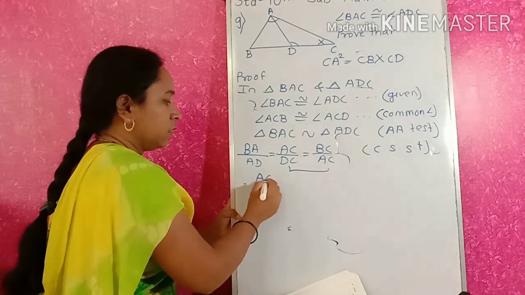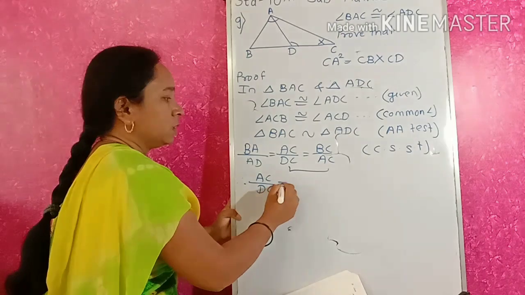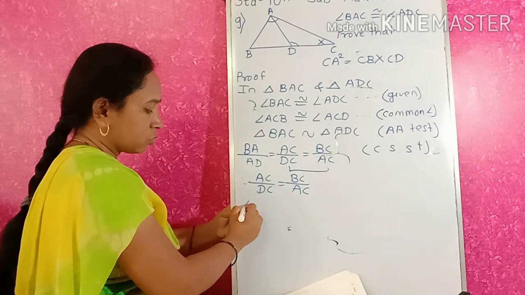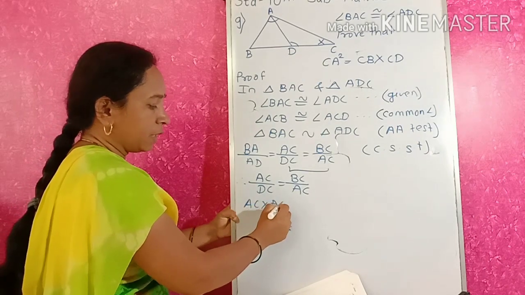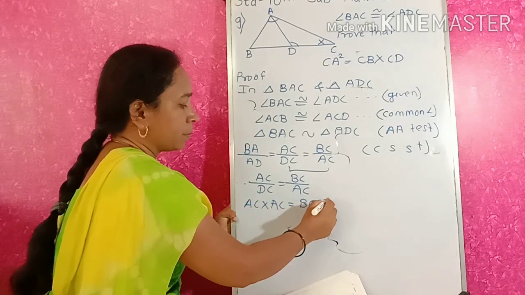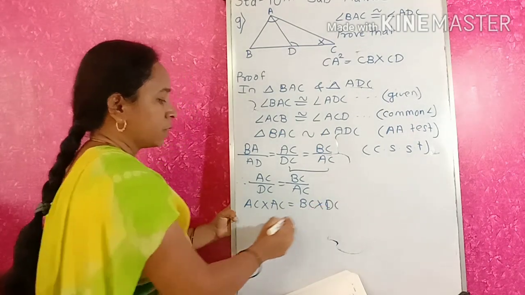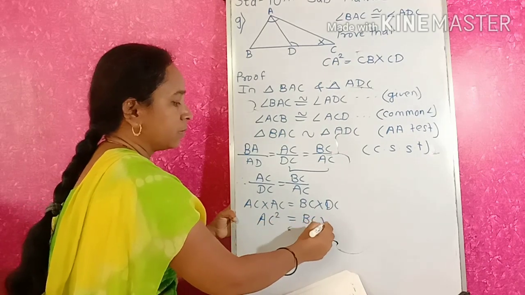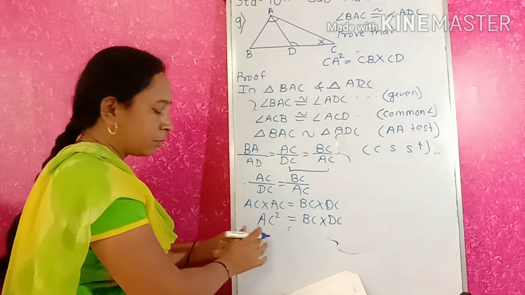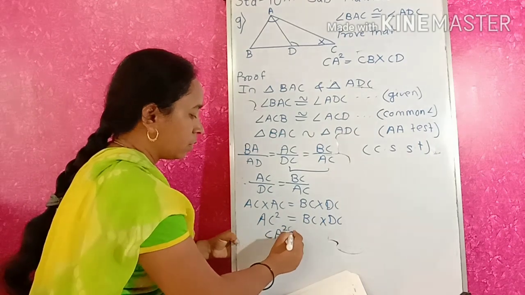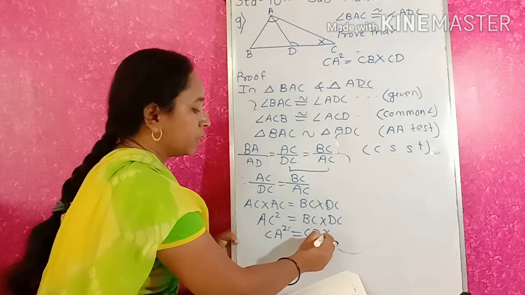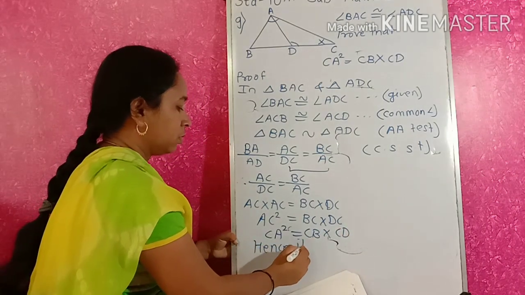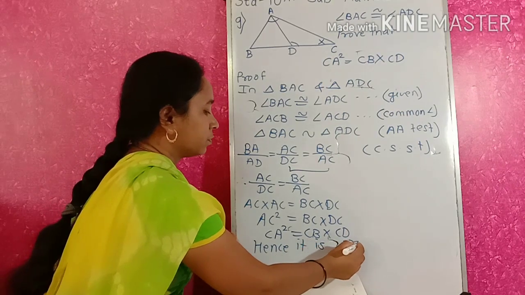Therefore AC upon DC is equal to BC upon AC. Cross multiplication, so AC multiplied by AC is equal to BC multiplied by CD. So AC square is equal to BC multiplied by CD. Arrange it properly. So CA square is equal to CB multiplied by CD. Hence it is true.